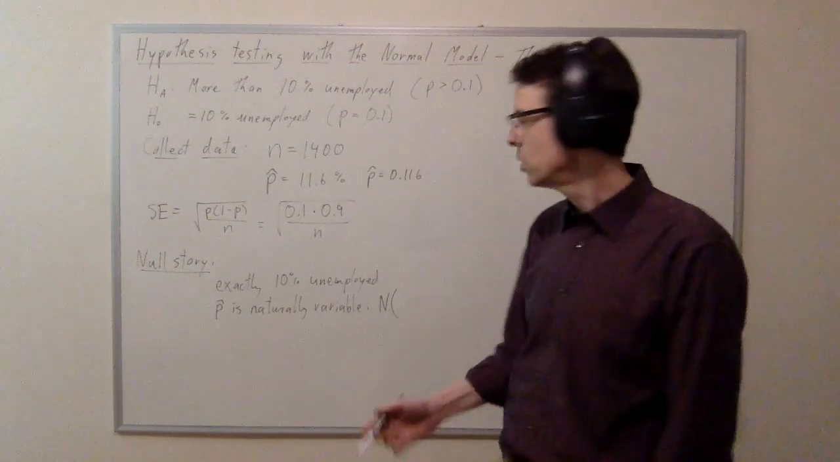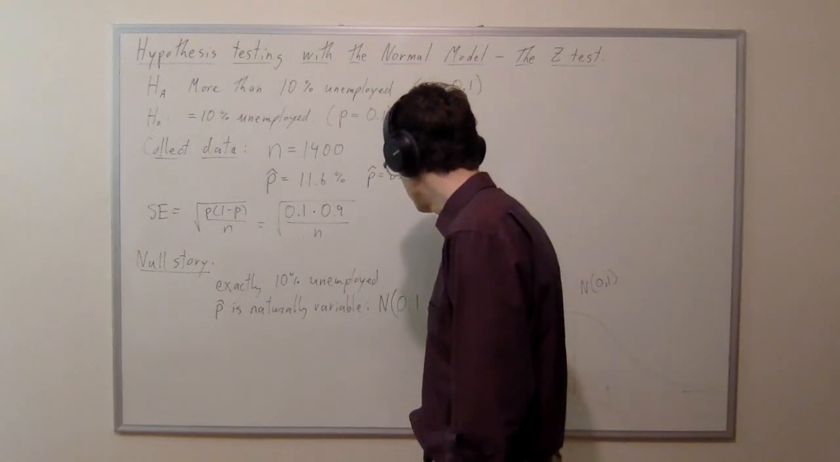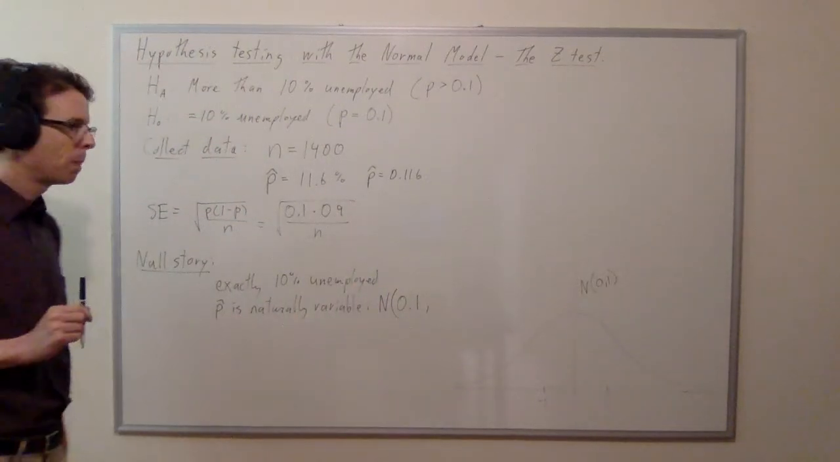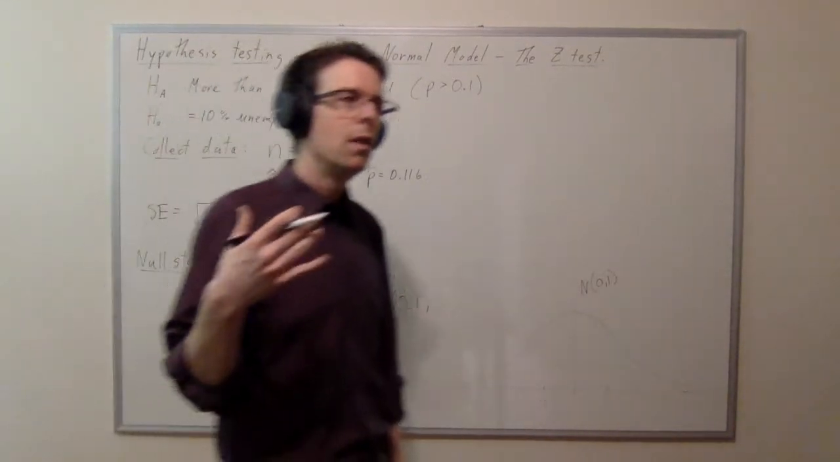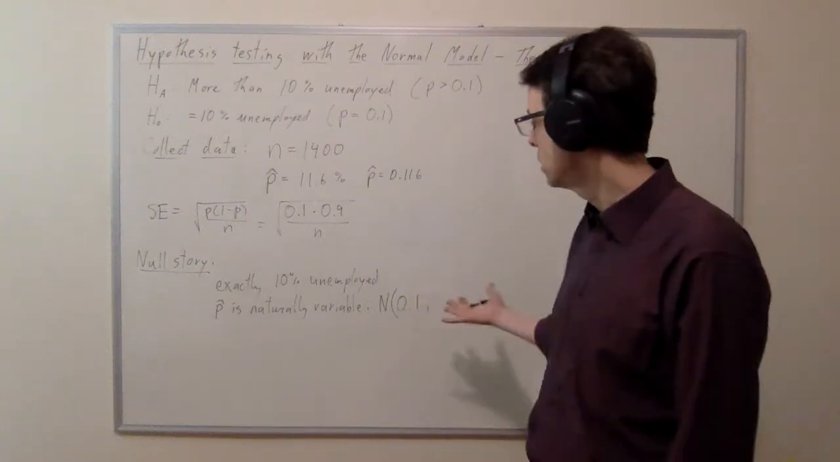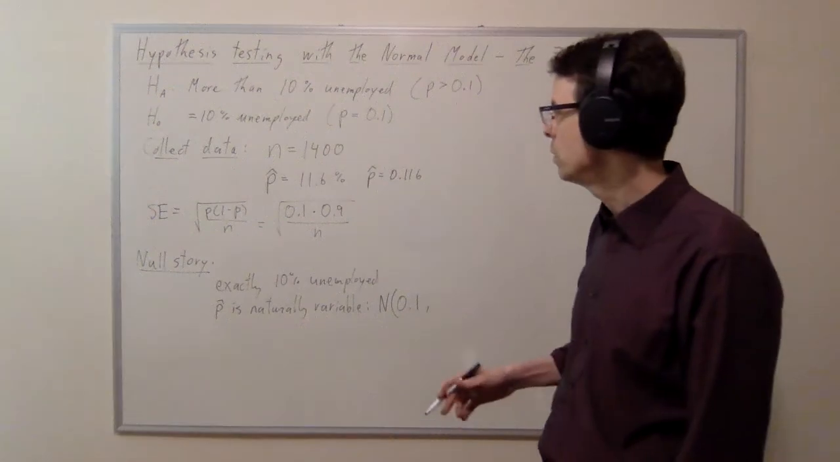How should it be centered? Of course, it should be centered at the exactly right value, which under the null story is 0.1. So 0.1 is the value we should have gotten for p hat. It's the most likely outcome. It's what you would expect. 0.1 should be the anticipated value.